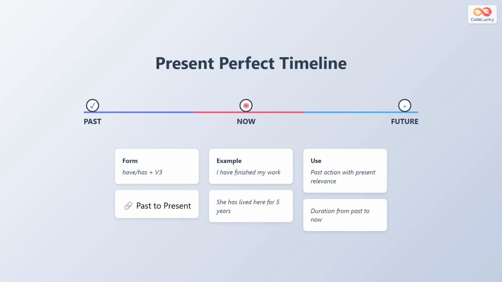The present perfect tense connects the past to the present. It describes an action that started in the past and has relevance to the present moment. We form it with have or has plus the third form of the verb. For example, I have finished my work, or she has lived here for 5 years. The present perfect is used when something happened in the past, but the result or effect continues into the present.